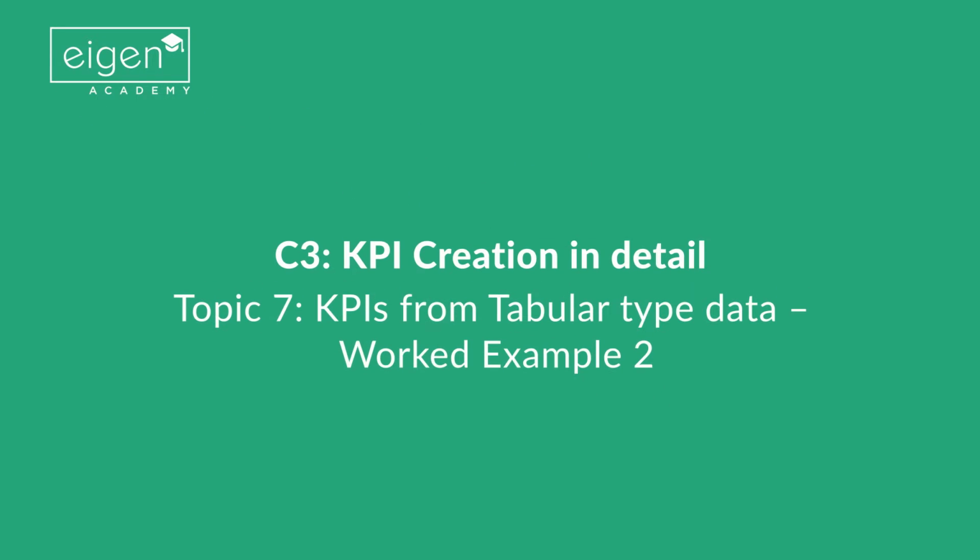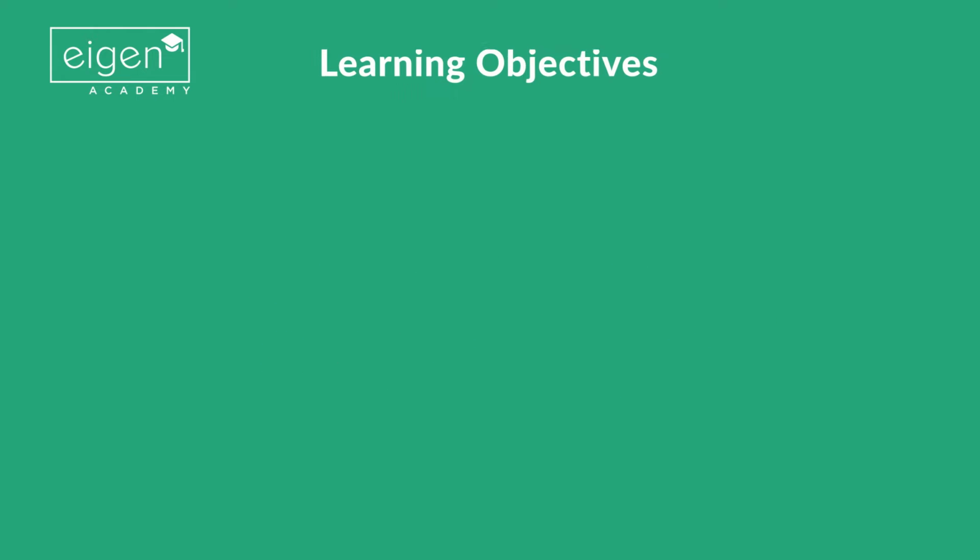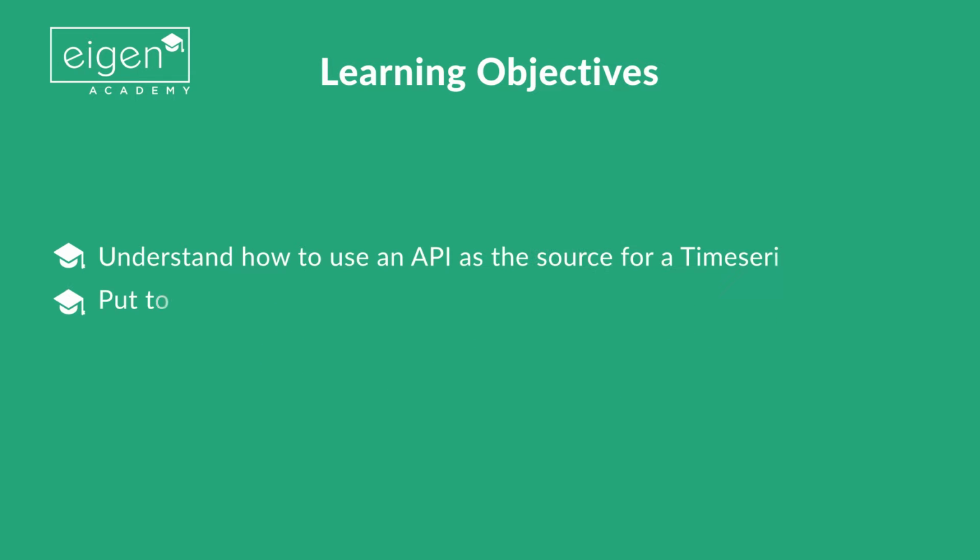Lesson C3, KPI creation in detail. Topic 7, KPIs from tabular type data. Worked example 2. The learning objectives for this topic are to understand how to use an API as a source for a time series type KPI. And as a result of this, we're going to put together the learnings from lessons C2 through to C5.